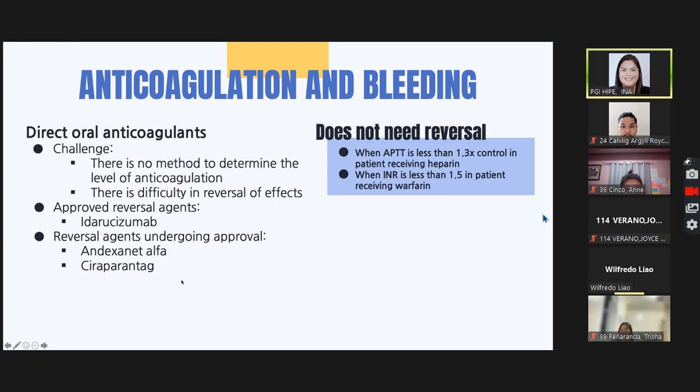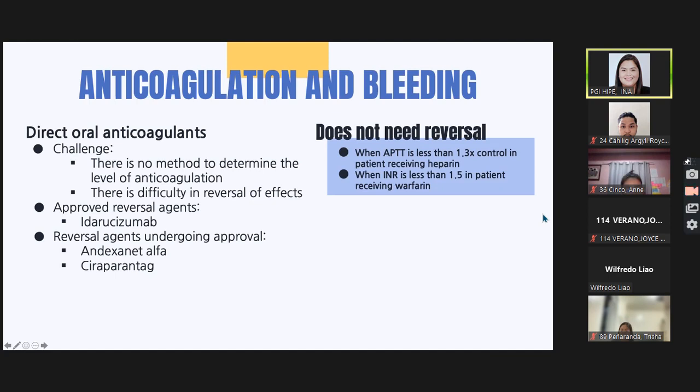If ever you are taking this type of anticoagulant and later on you need to have a surgical procedure, they need to reverse it by giving this drug. This is in case of patients taking direct oral anticoagulants. Reversal is not needed when your APTT is less than 1.3 times control in patients receiving heparin, and when INR is less than 1.5 in patients receiving warfarin.